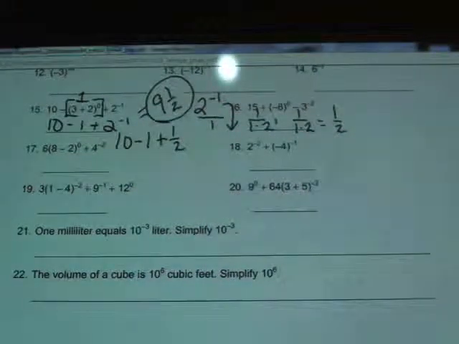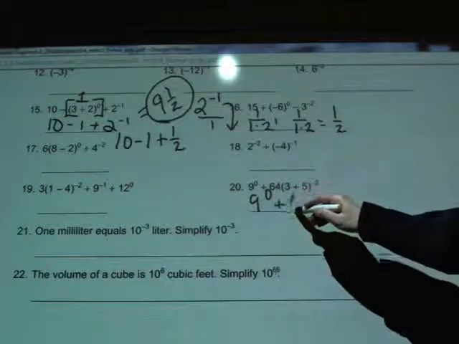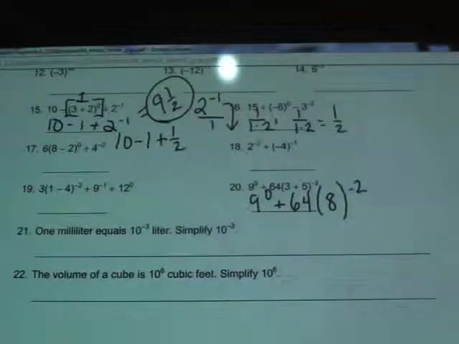Now, again, as you can see, 16 and 17 also involve those zero exponents, so I want to go to something that isn't necessarily all about the zero exponents. So let's go ahead and take a look at question number 20 there. 9 to the 0th power plus 64, parentheses, 3 plus 5, close parentheses, to the negative second power. So parentheses are going to go first because that's the first step in order of operations. So that's going to change into an 8. So this is 9 to the 0th power plus 64 times 8 to the negative second power.